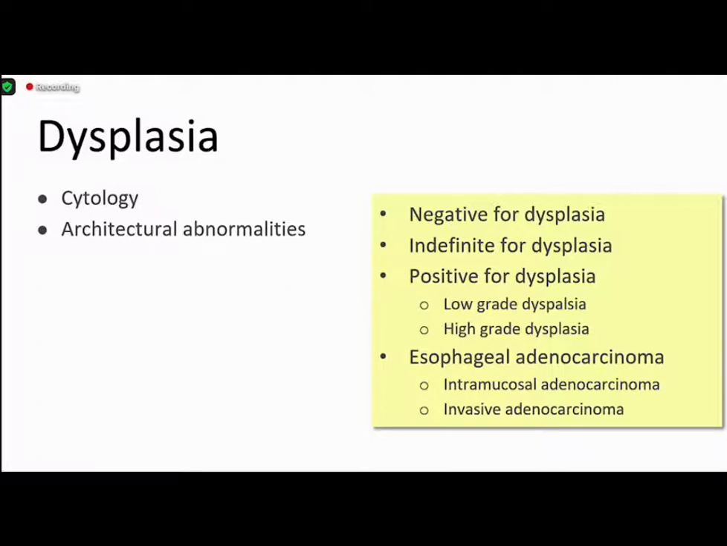A modified version of this classification is known as the Vienna classification, and the main difference is that they use the terminology of neoplasia rather than dysplasia in that category. So negative for dysplasia, as we saw previously, would be a regular Barrett's esophagus. And if we see just Barrett's, we try to mention that there is no dysplasia seen in those cases.